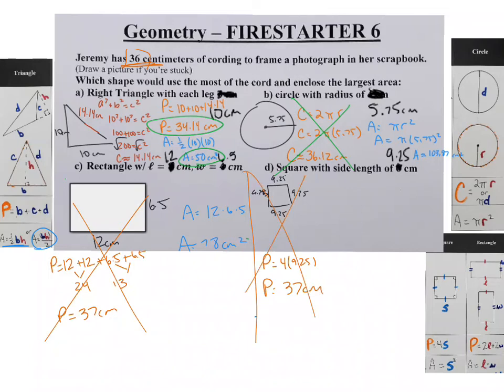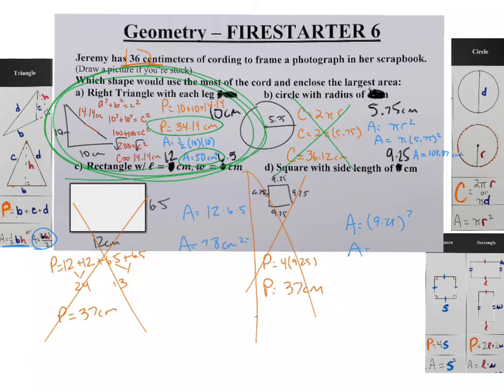So the only one that could work is this one, because none of the other 4 have enough chording to do that. But in case we wanted to, the area for the fourth one is 9.25 squared, which equals 85.5625. I went to 4 decimal places just so I didn't have to round it, and it's square centimeters. So remember, A is the best answer.